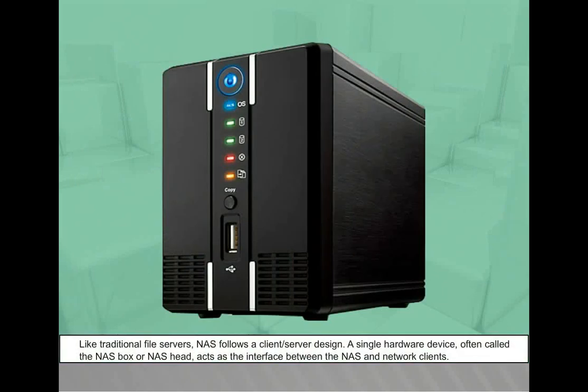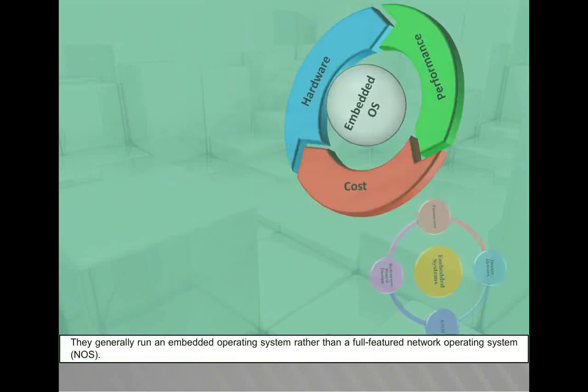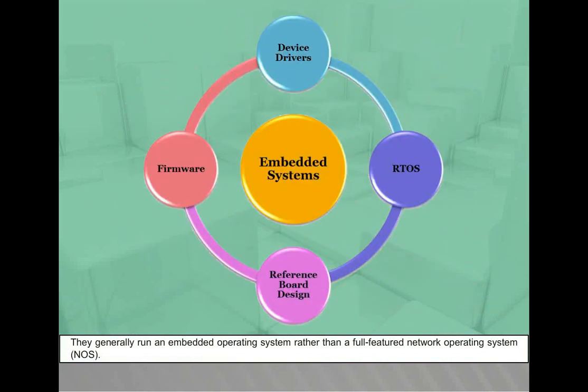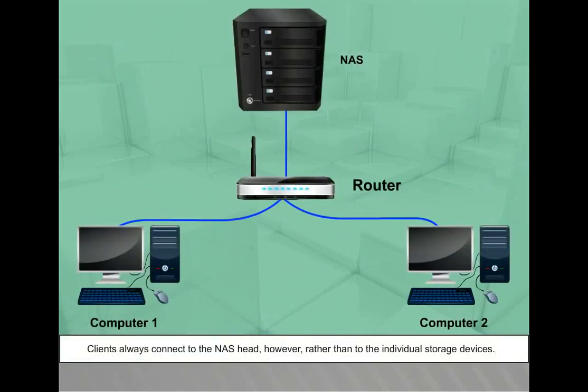Like traditional file servers, NAS follows a client-server design. A single hardware device, often called the NAS box or NAS head, acts as the interface between the NAS and network clients. They generally run an embedded operating system rather than a full-featured network operating system (NOS). One or more disk and possibly tape drives can be attached to many NAS systems to increase total capacity. Clients always connect to the NAS head, however, rather than to the individual storage devices.